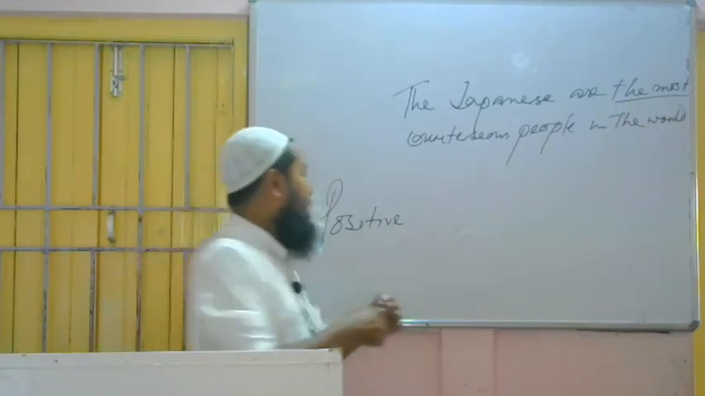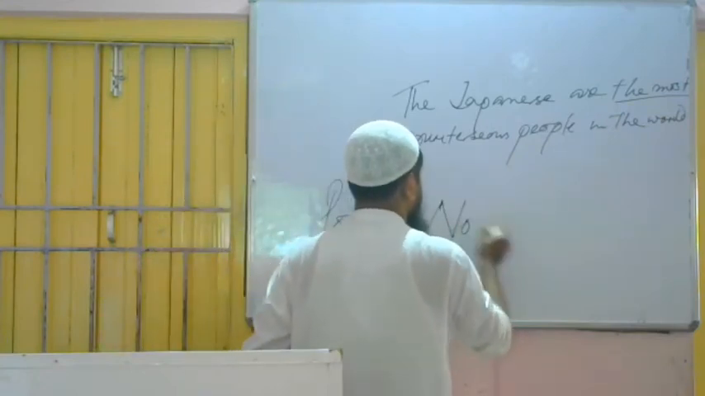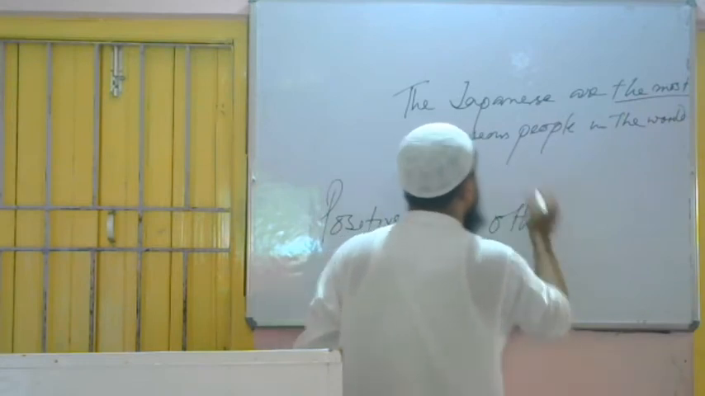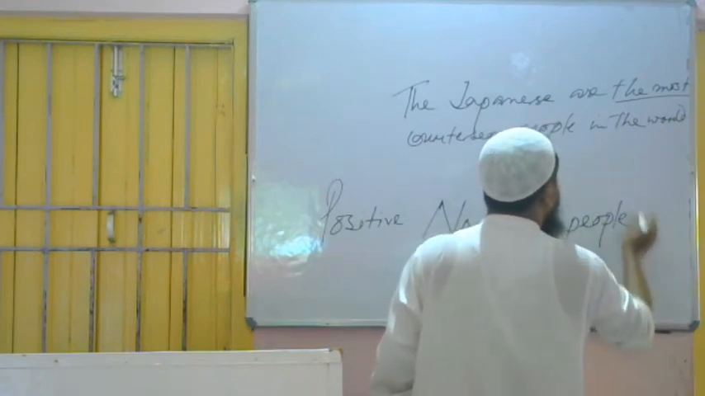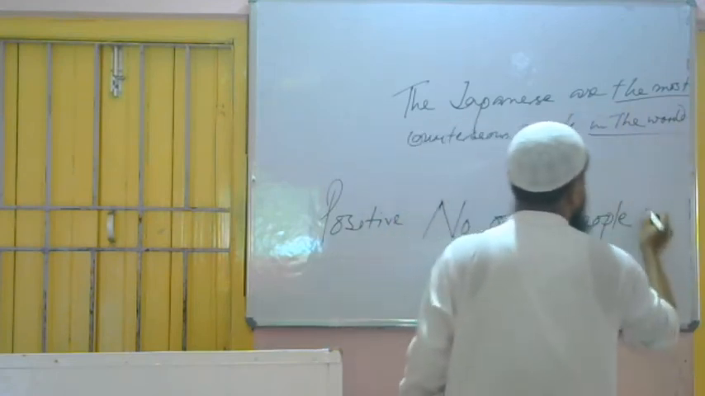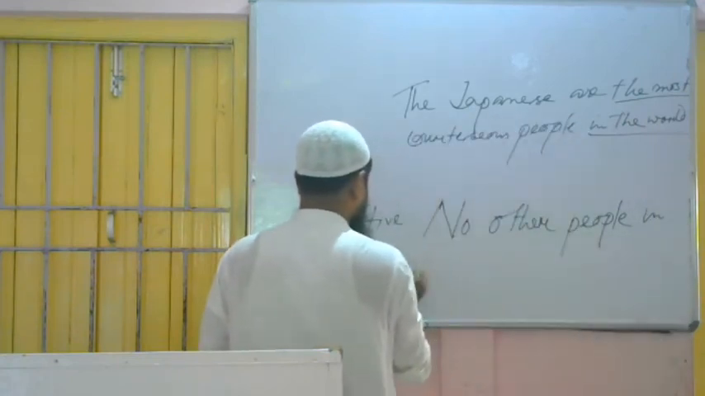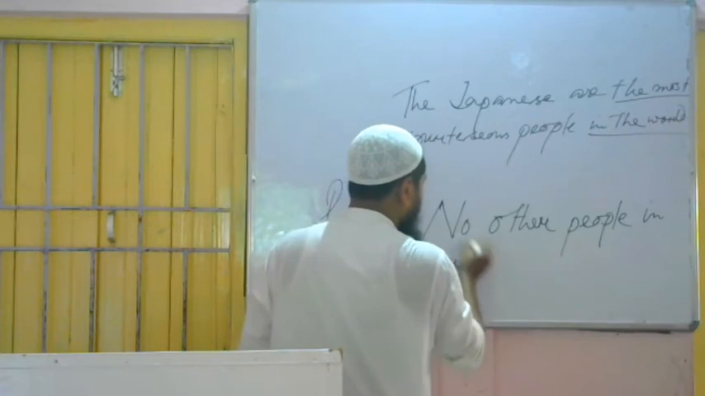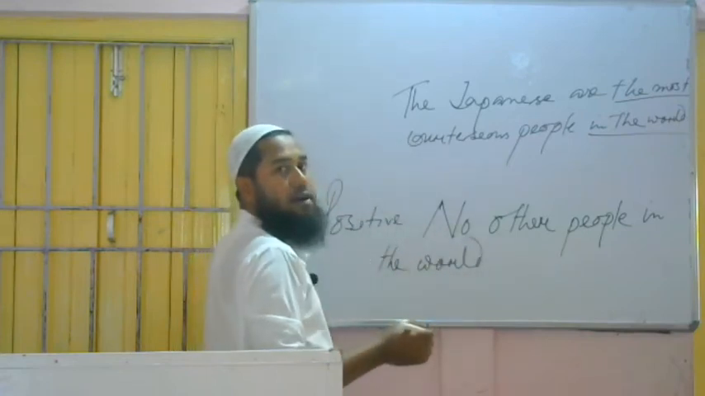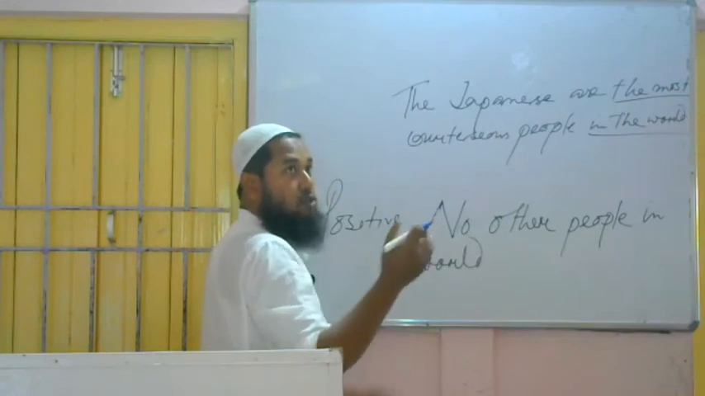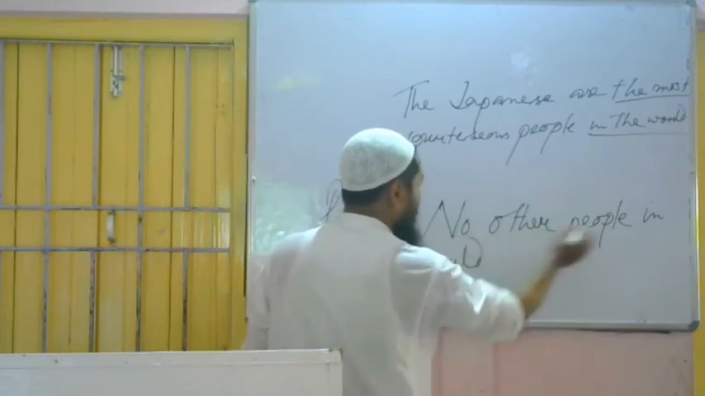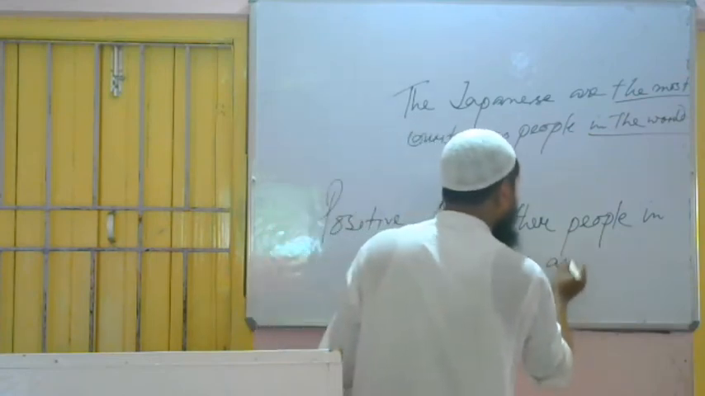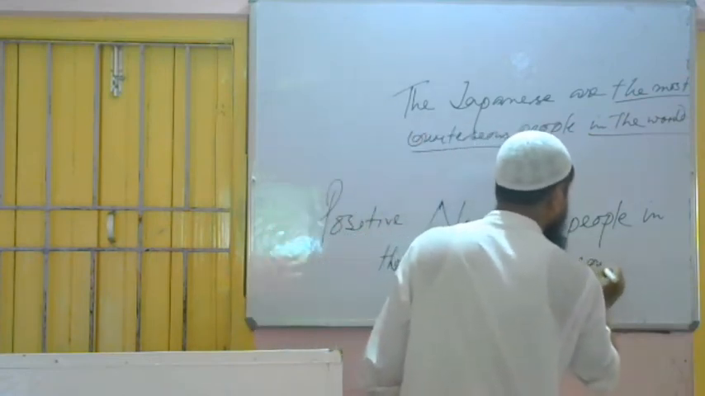We have to use 'no other' first. So let's use 'no other'. No other what? Japanese are people, yes, so no other people. Where? No other people in the world. The word people is plural, so we have to use: No other people in the world are. Then we have to make it positive. We have to use 'as', then the adjective 'courteous'.